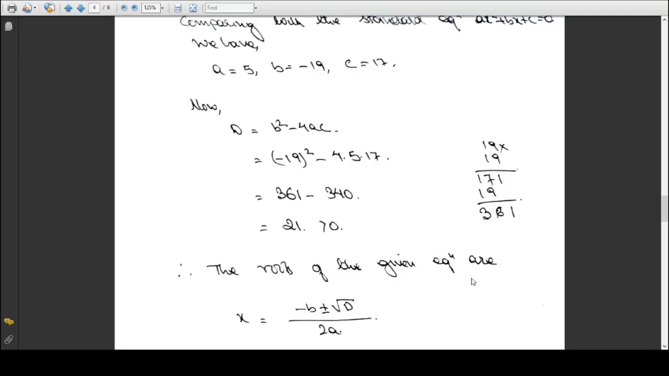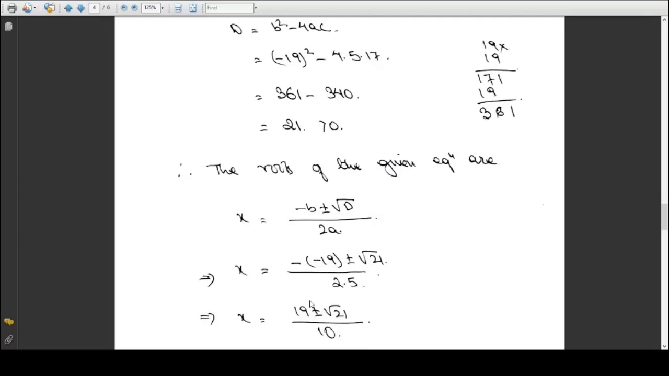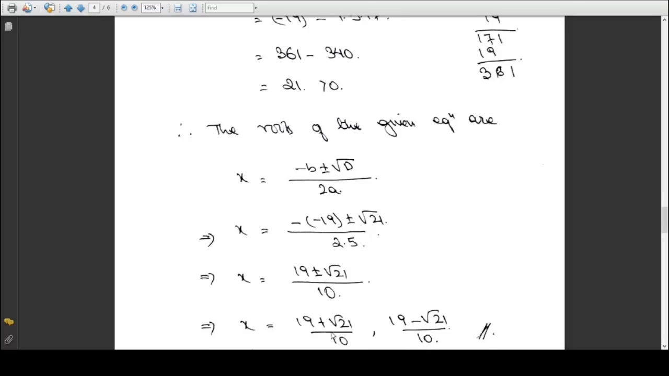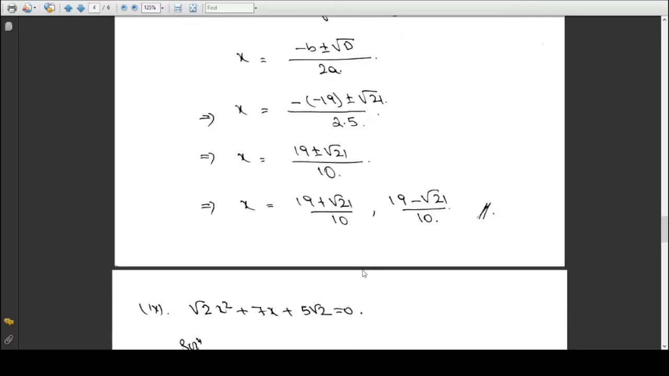Okay. Now the root is given by this formula: x equals minus b plus minus root over D by 2a. Minus b. What is b? B is minus 19, plus minus root over D, D is 21. Root over 21. 2a, 2 multiply 5. Minus minus is plus, you will get 19 plus minus root 21 by 2 multiply 5 is 10. And simply take one with plus, the other with minus. These two values are the roots of the given equation.